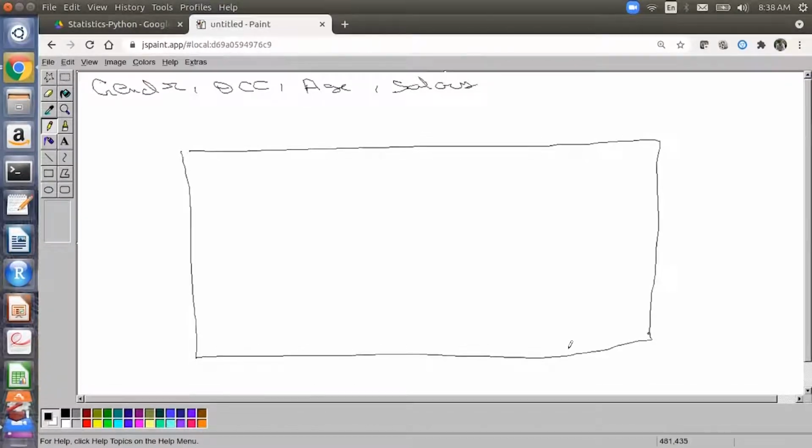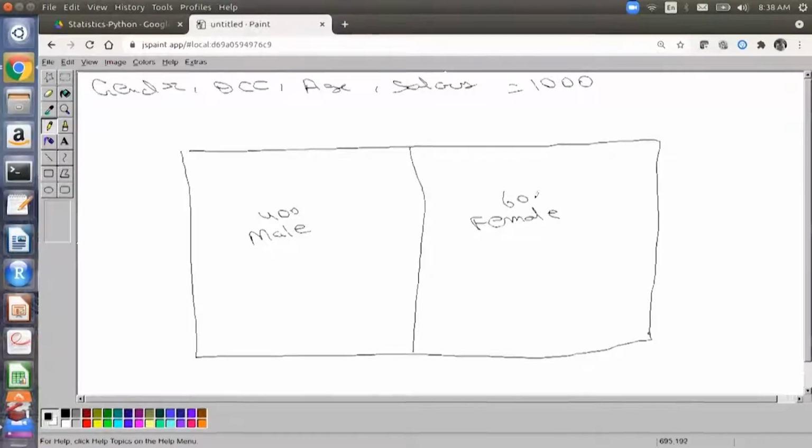Okay, this is your data set, and it contains 1,000 observations, 1,000 rows. Now what will happen? First, my data will be divided on the basis of gender. So you will have male and you will have female. Now how many males are there? Suppose there are 400 male and 600 female. So these two segments into which I have divided the data are called strata.